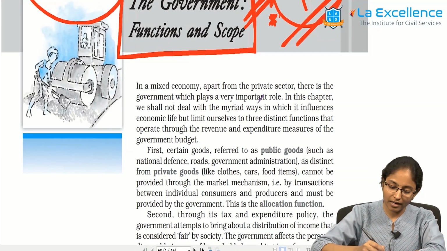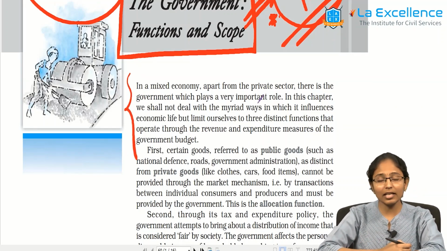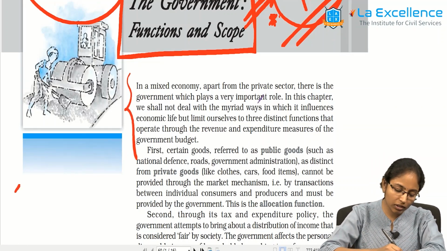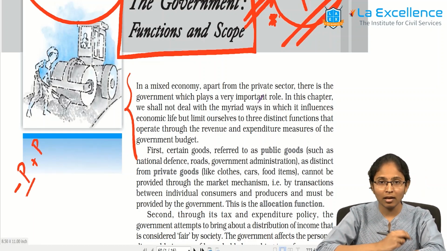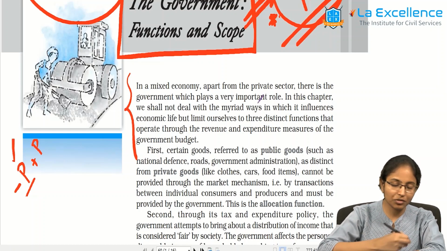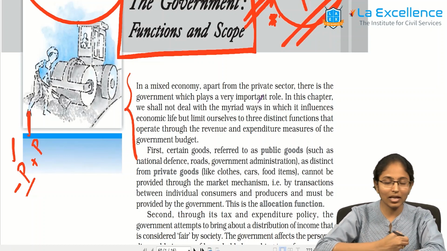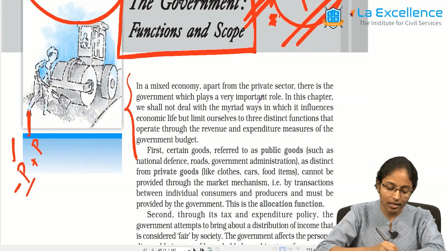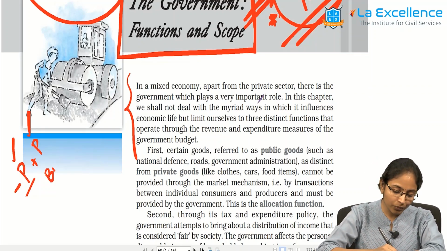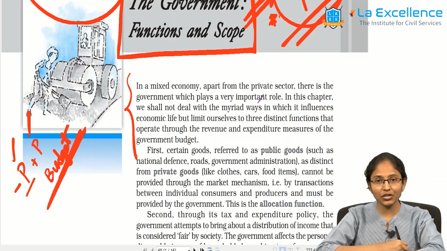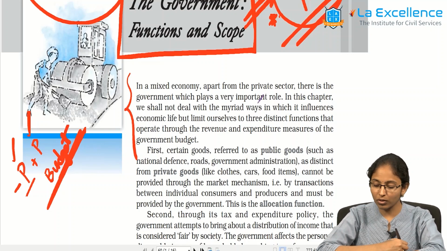Here in the first paragraph, it is told that in any mixed economy, both private players and public players will be there, because we are saying mixed economic model, where economic activity is by the private actors as well as the public actors. Here, government controls both the private and public through an instrument known as budget. What is this budget about? Let us learn about it.